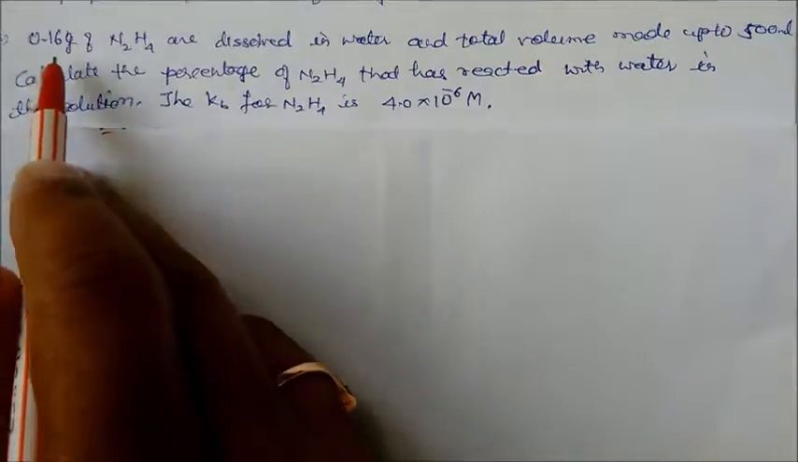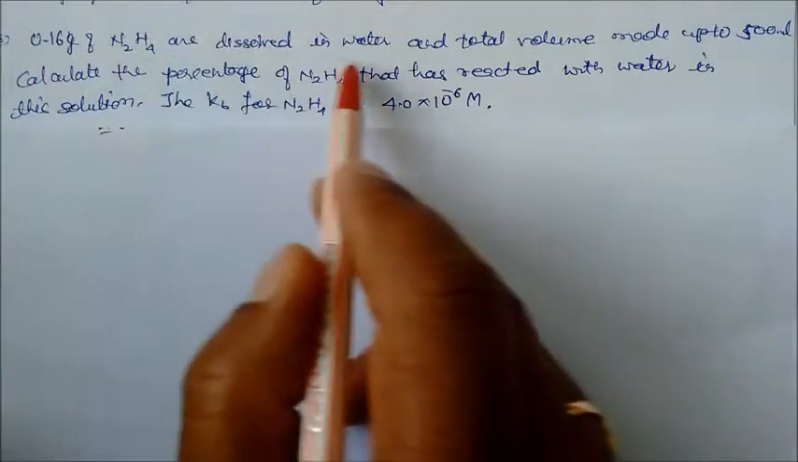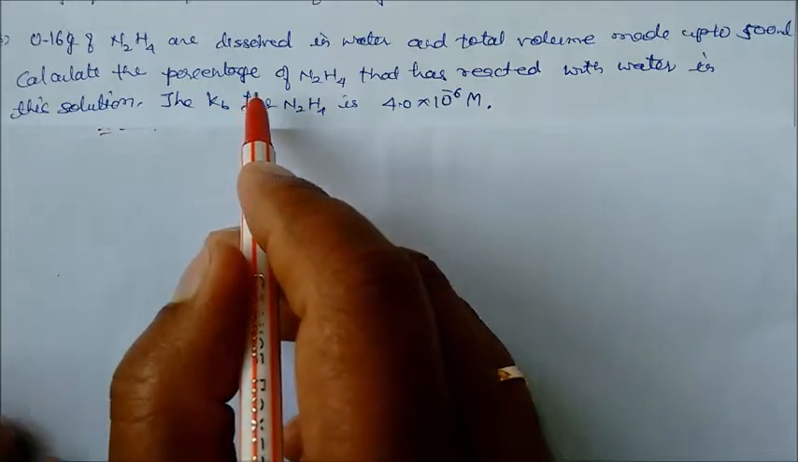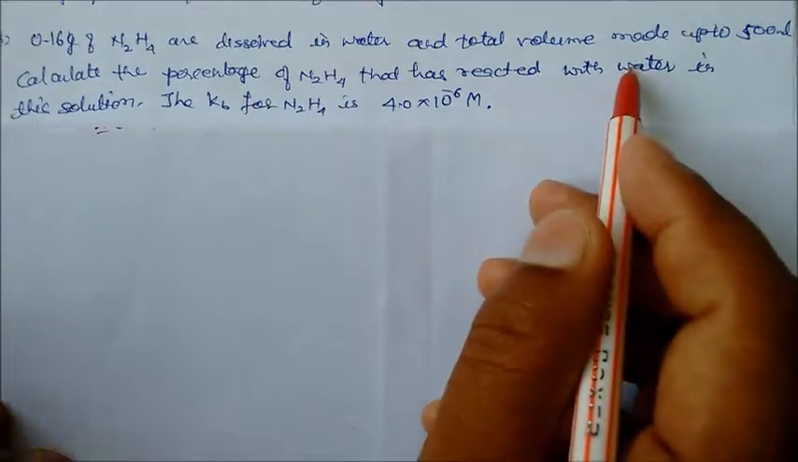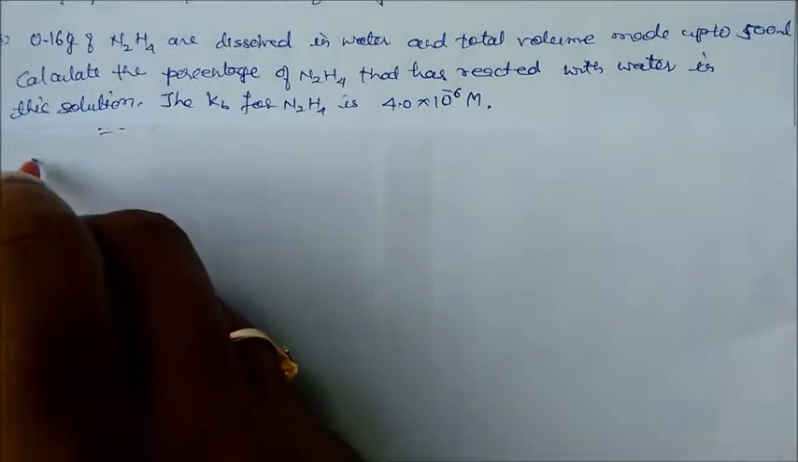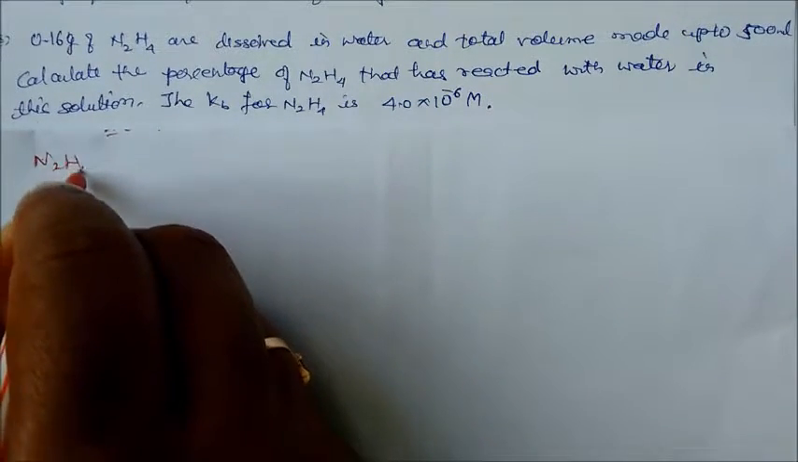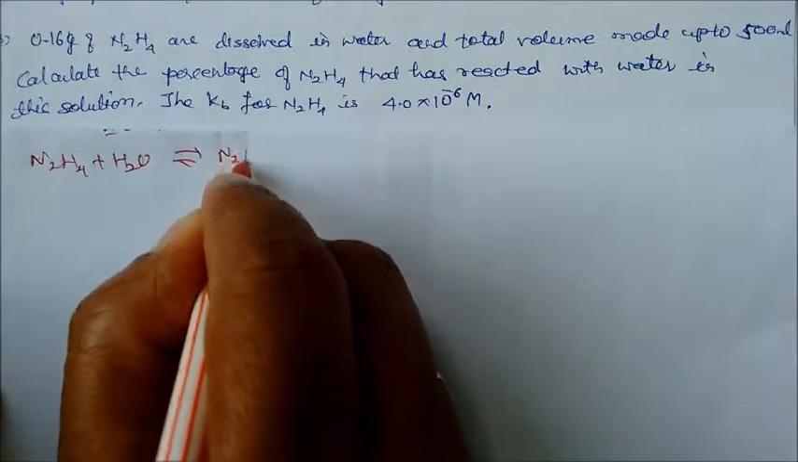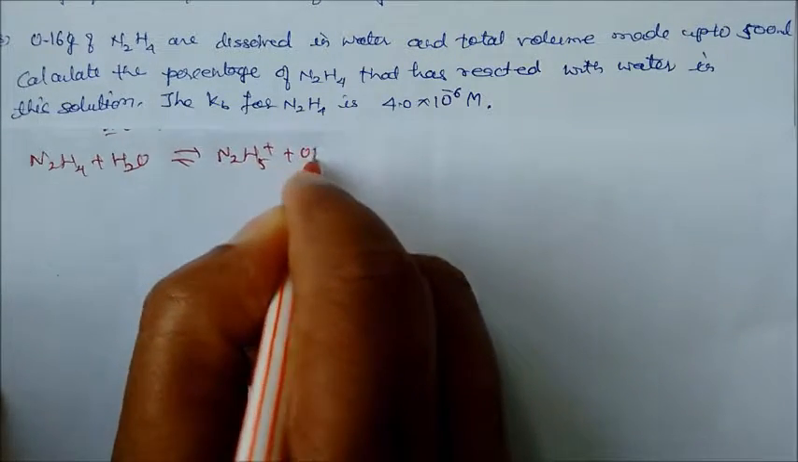0.16 gram of hydrazine is dissolved in water and the total volume is made up to 500 ml. Calculate the percentage of hydrazine that has reacted with water in this solution, and Kb is again given. So write the equation first. This is N2H4, it is reacting with the water, so it is giving you N2H5 plus and OH minus.